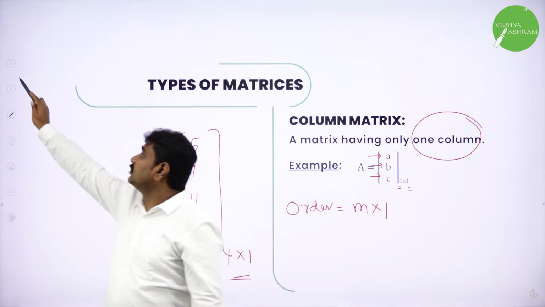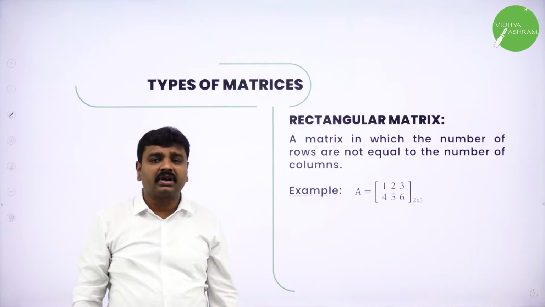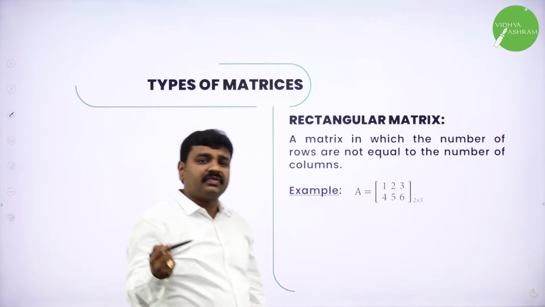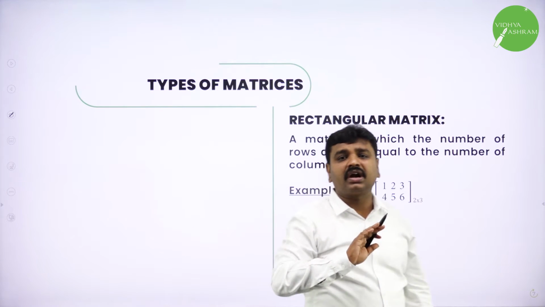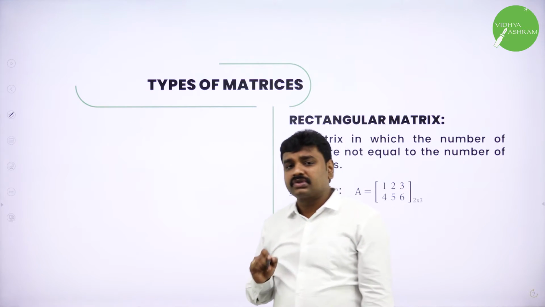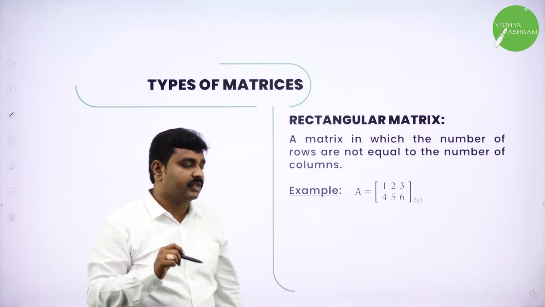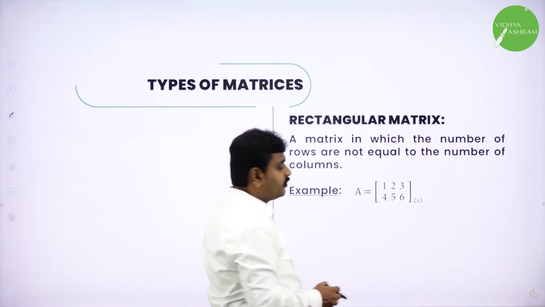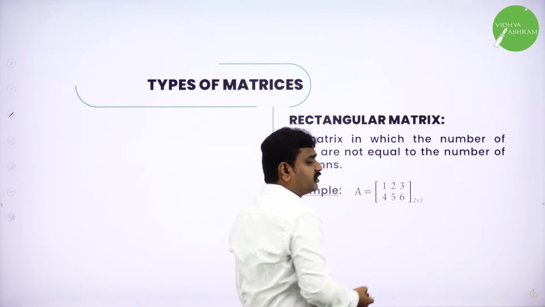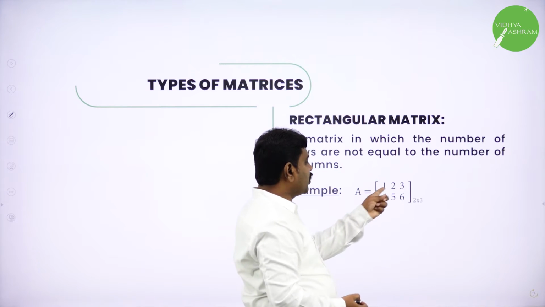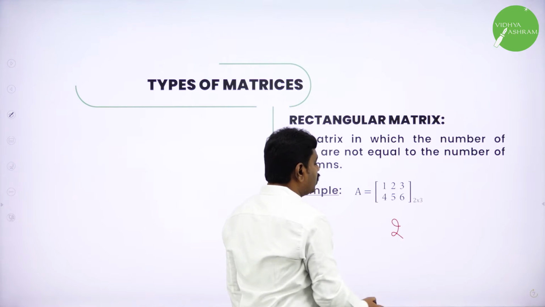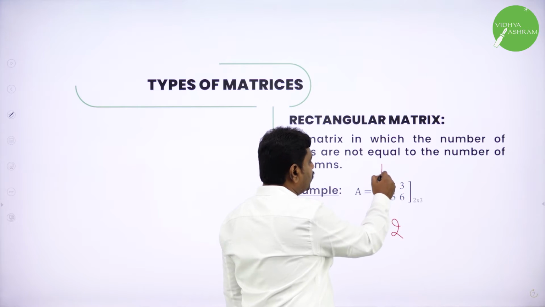Then we have an important concept called rectangular matrix. A matrix in which number of rows and number of columns are not equal. Number of rows not equal to number of columns. Example, here we have written 1, 2, 3, 4, 5, 6. They have given a matrix. How many rows we have? 2 rows. How many columns we have? 3 columns. 1, 2, 3.